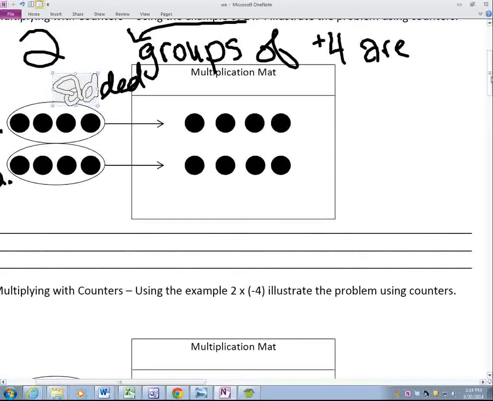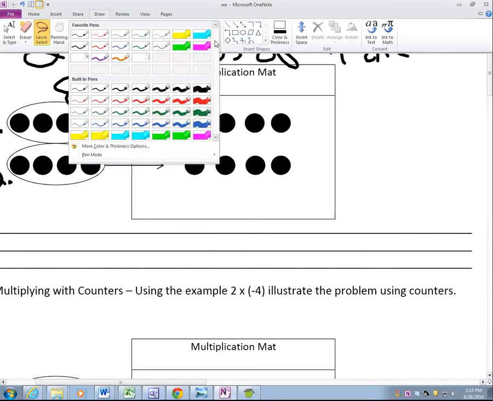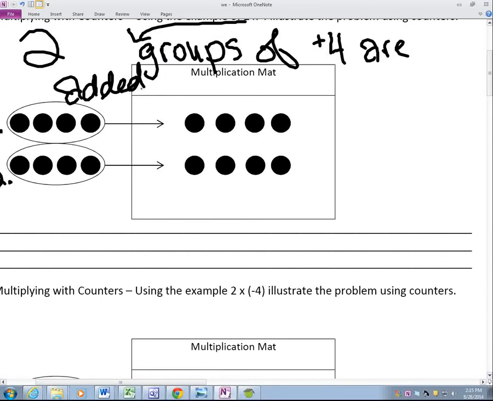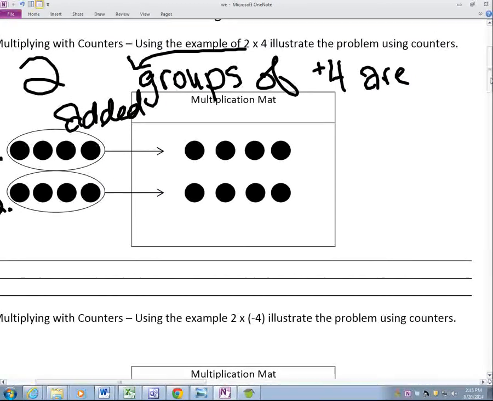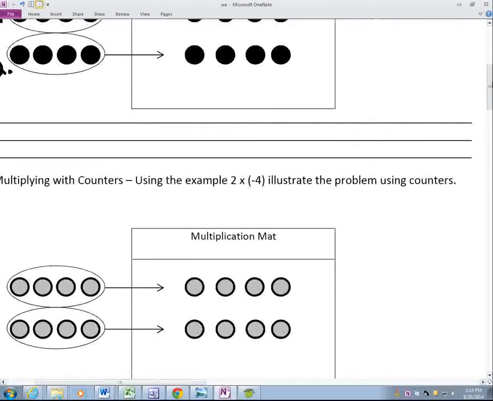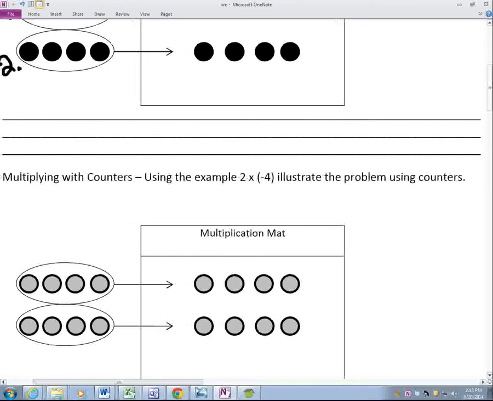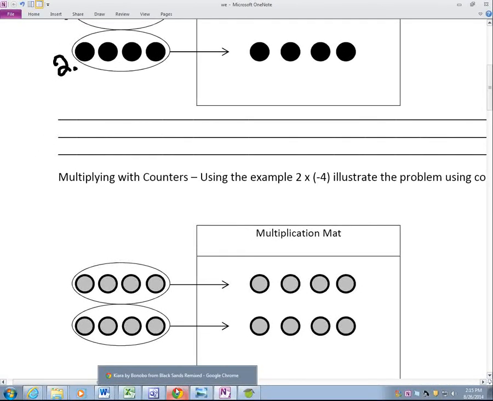So with our multiplication mat, we have 8 left inside this multiplication mat. Now, we have what kind of integers that are being multiplied together in this example? They're positive. And can you tell me what happens for the product of 2 positive integers? What are they always going to be? Positive, yes.